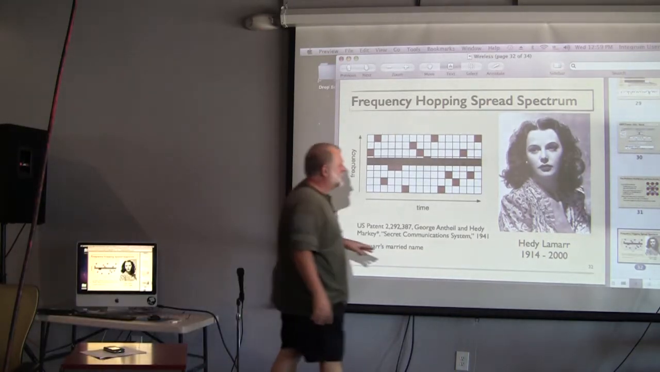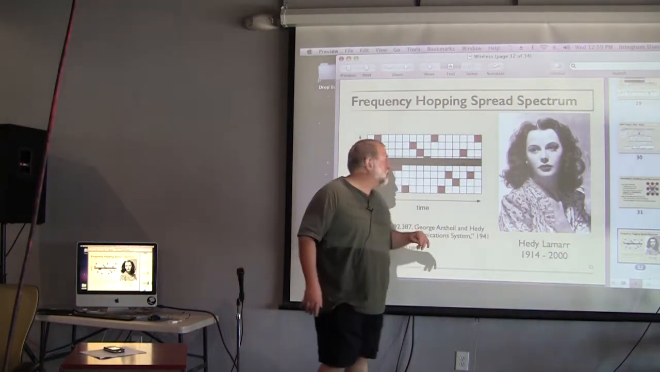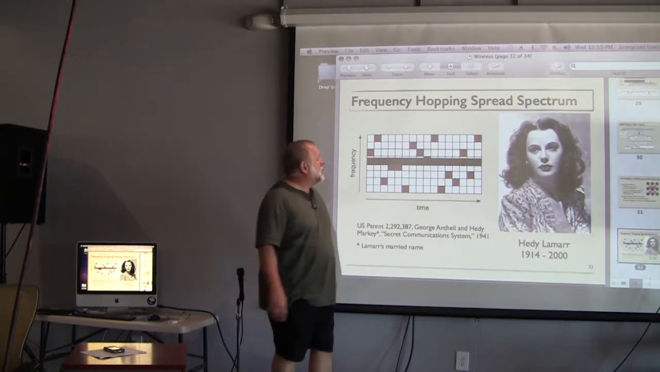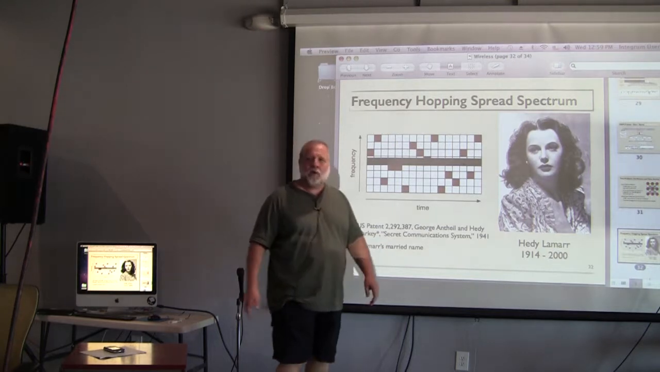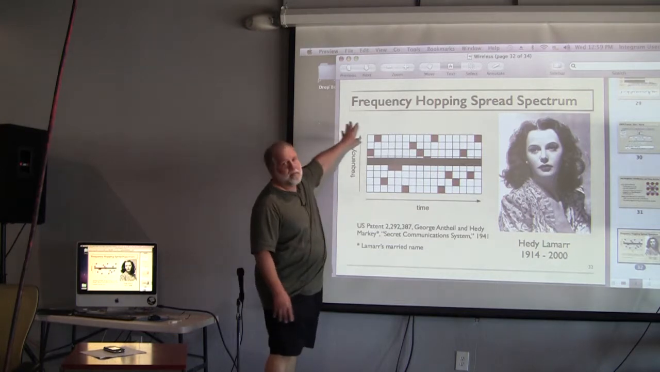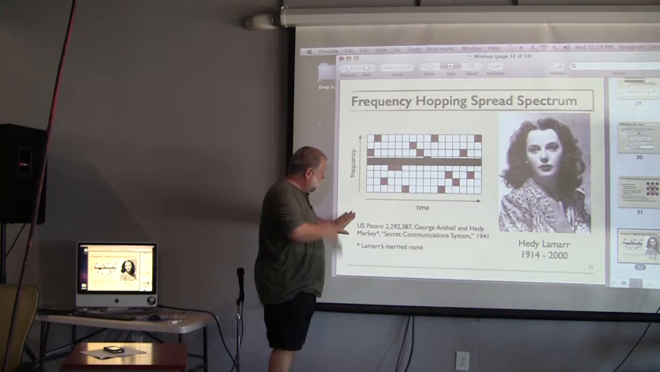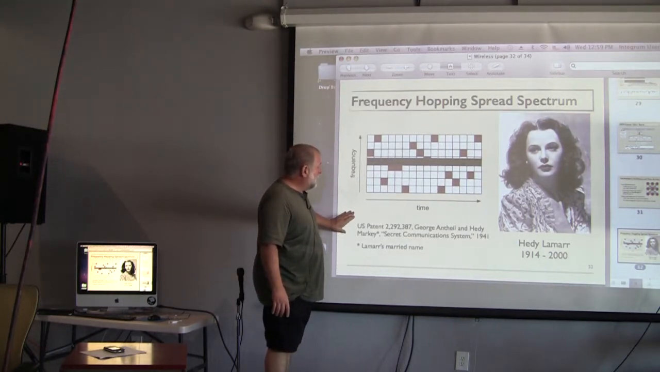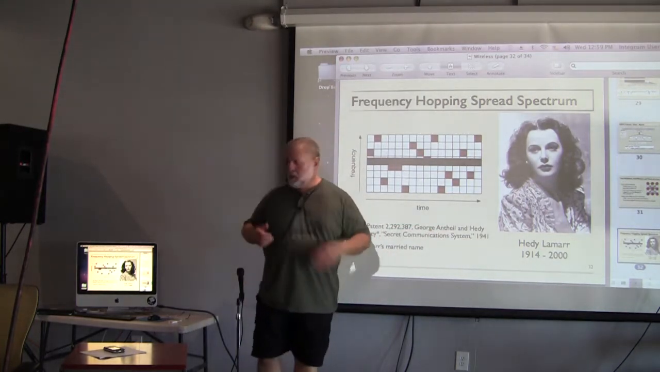Hedy Lamarr was an actress from Austria, and she was Jewish, and she fled the Nazis and came to America. And she is an excellent example of a woman who's both beautiful and brilliant. She invented this scheme that's called frequency hopping spread spectrum. It was patented. It did not actually get deployed in World War II, but she had a patent on it. And she had a co-inventor, George Antheil. And so this is how the story goes.